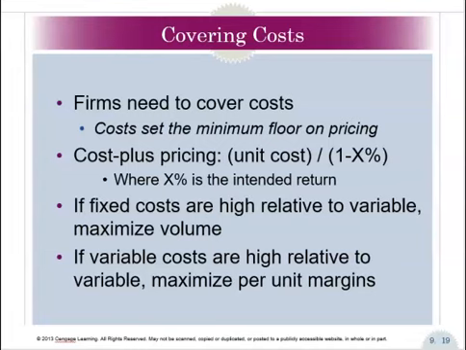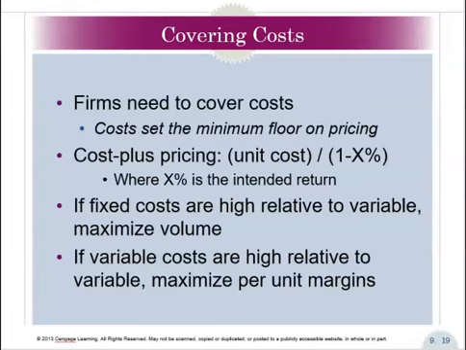So again, the idea is that we need to cover our costs. Cost-plus pricing is the idea of looking at the unit cost of the item, and then one minus whatever percentage return we want to get on it, and that would establish the price. As you can tell from any of these approaches, it is not taking into account the market sensitivity nor what competitors are selling the same products for. So it's just all about saying, how do I ensure that I'm making money? If fixed costs are high relative to variable, we need to maximize our volume.